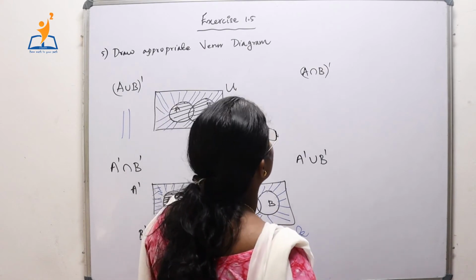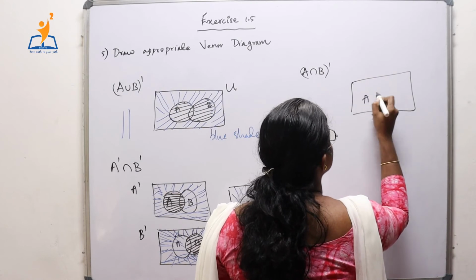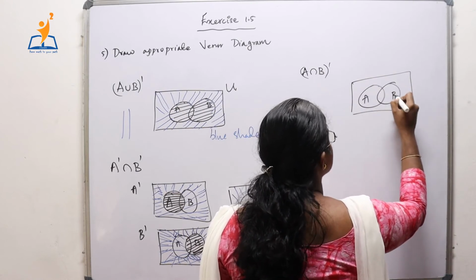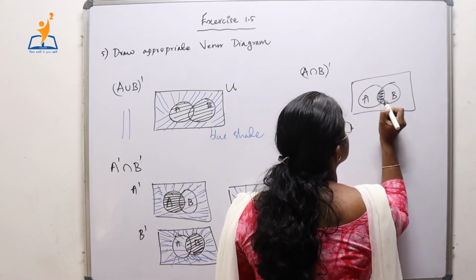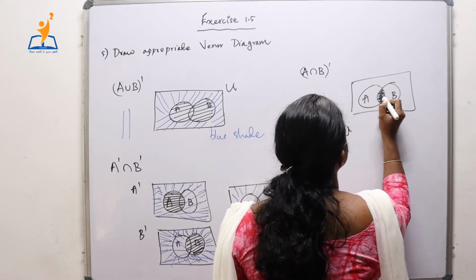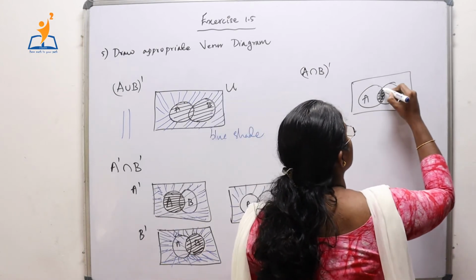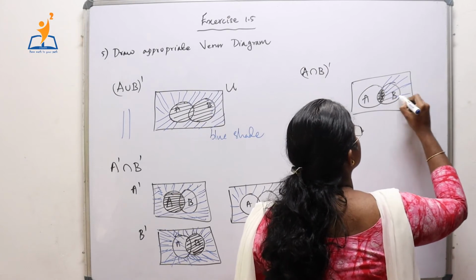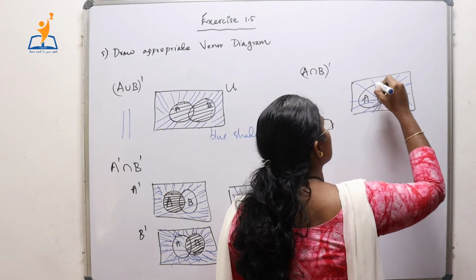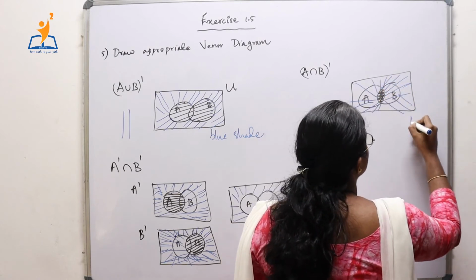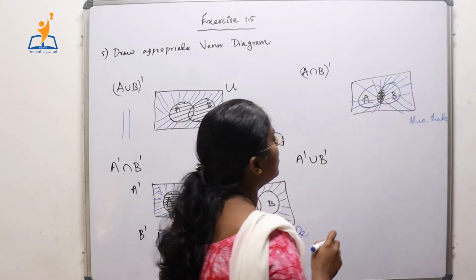Now we want to draw A intersection B the whole complement. First of all, we want A intersection B. This is A, this is B, and the intersection of these two sets is this shaded region. This is A intersection B. And what is the complement of A intersection B? All the other region except the region shaded with black. This is our A intersection B, and the blue shade is A intersection B the whole complement.